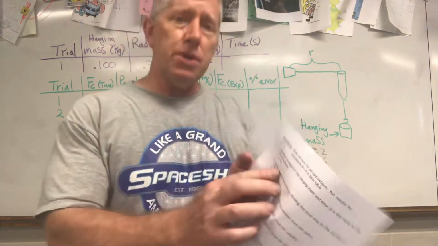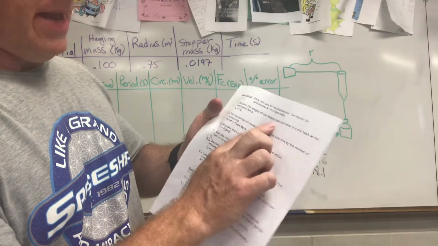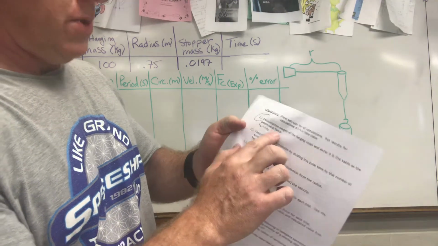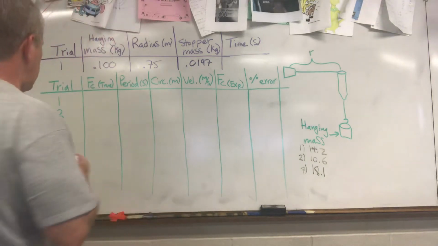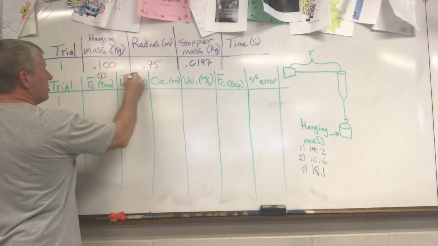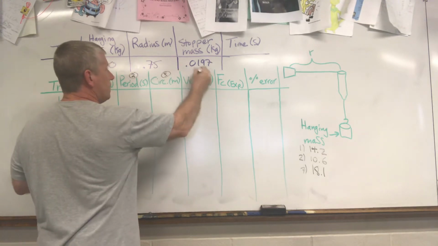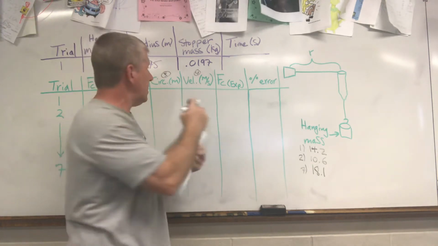Okay, calculation number 1. Calculate the weight of the hanging mass and enter it in the table as centripetal force. So each one of these calculations corresponds to the spot on the table. This is calculation number 1. This is calculation number 2. Calculation number 3. Calculation number 4. So as we go down, 1, 2, 3, 4, we'll put the answer in these spots. Calculation number 5.